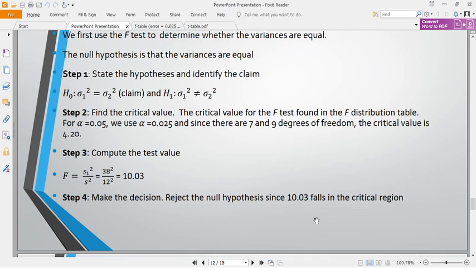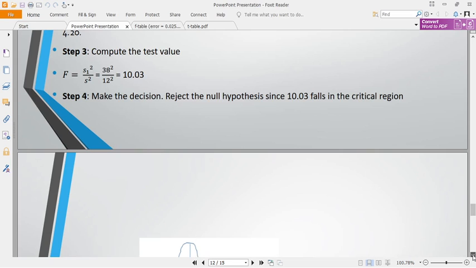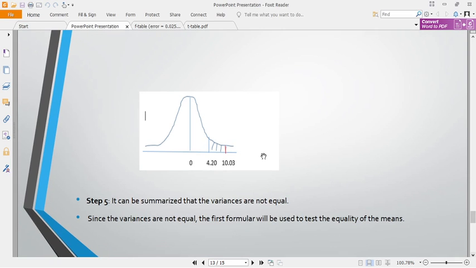Our critical value is 4.2 and the test value is 10.3. Does 10.3 lie in the critical region? Yes, it is greater than the critical value. Therefore, we reject the null hypothesis, so it can be assumed that the variances are not equal. This only guides us on which T formula to use. Since the variances are not equal, the first formula will be used to test for equality of the means.